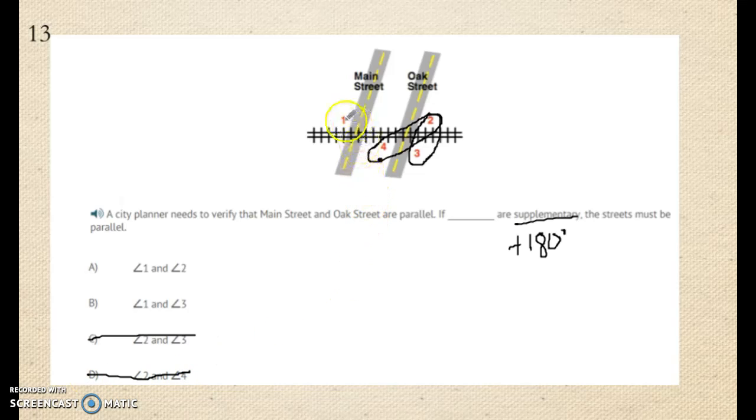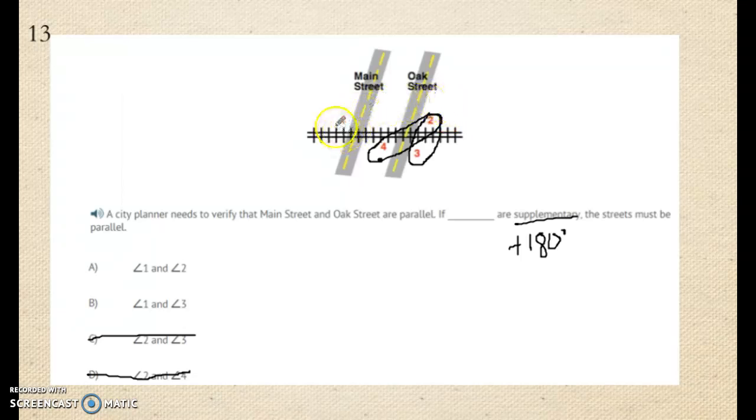All right, so we're left with either angle 1 and angle 3 or angle 1 and angle 2. We need these to be supplementary. 1 and 3, I know we haven't talked about this yet, but those are actually alternate exterior angles. Those two angles are going to be congruent. 1 and 2 happen to be the supplementary ones.